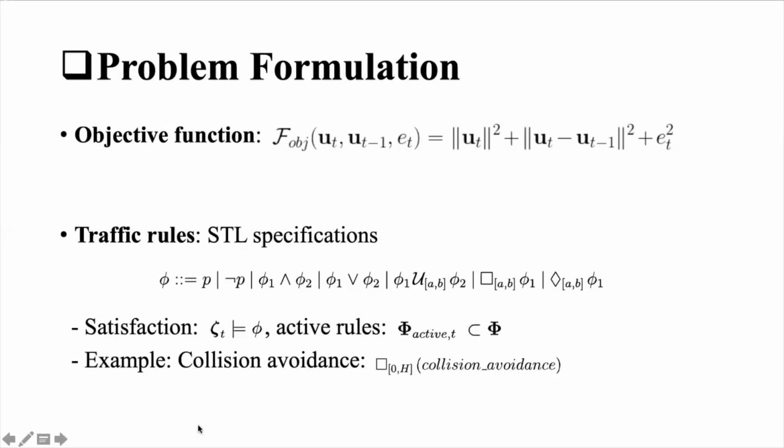Here, as an example, we have provided the collision avoidance constraint formulated by this STL specification, where the collision avoidance term inside the parentheses is the predicate that checks the minimum distance of ego with respect to other objects in the environment. And the formula requires that predicate to be true over the MPC's horizon, which is denoted by big H.